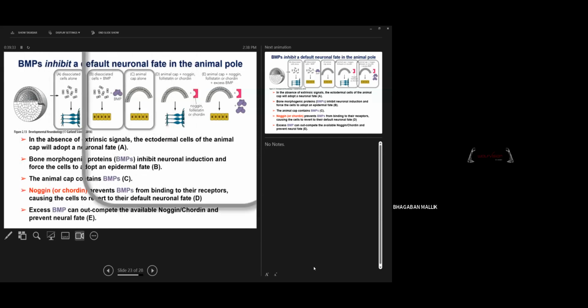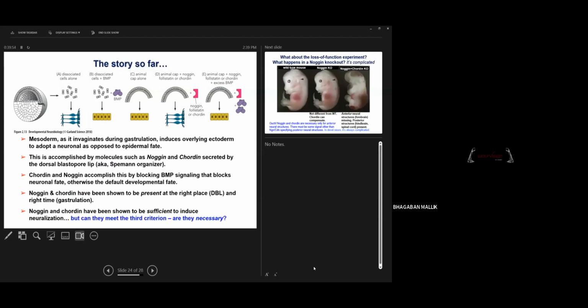So this is just whatever I have told you. These are already written here, so you can go over this slide: what is required for formation of nervous tissue, and how excess BMP inhibits the formation of nervous tissue. Everything I have just mentioned is written in the slide.